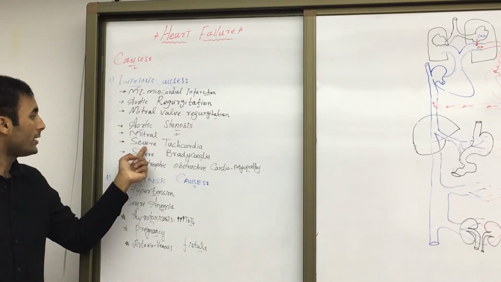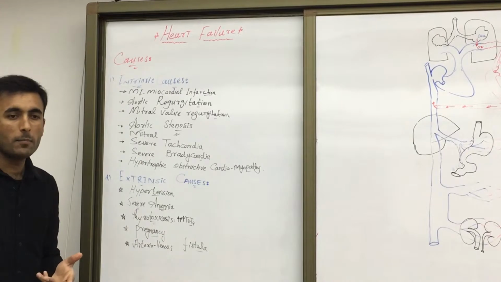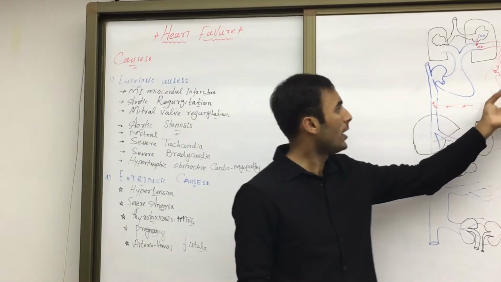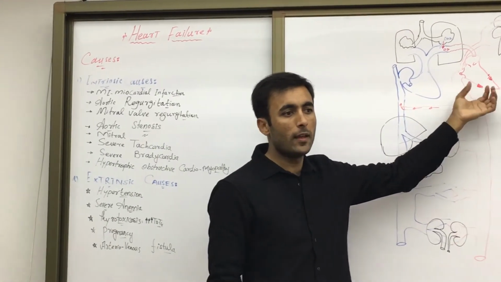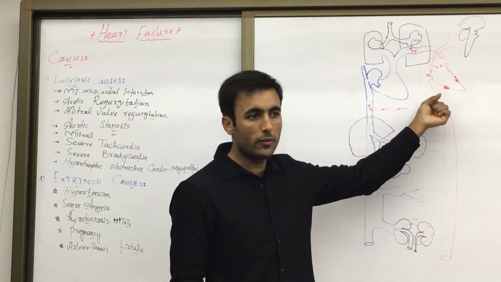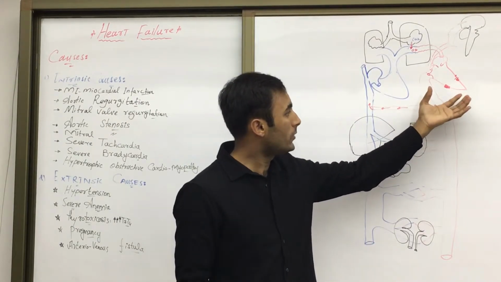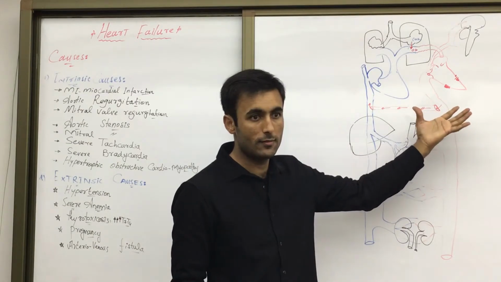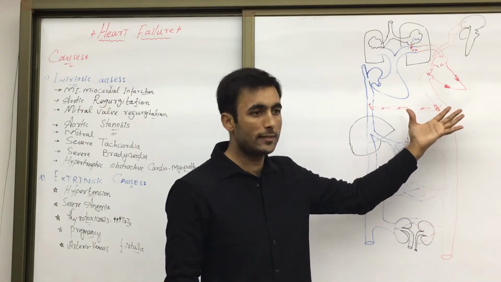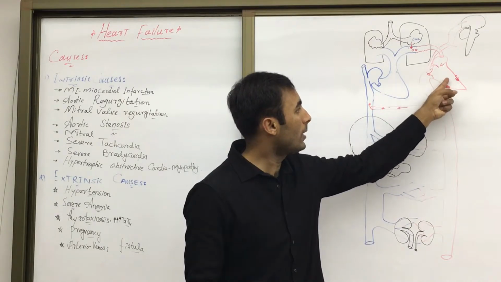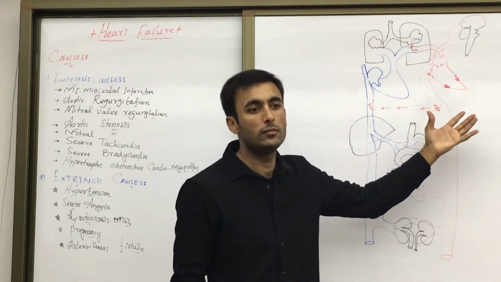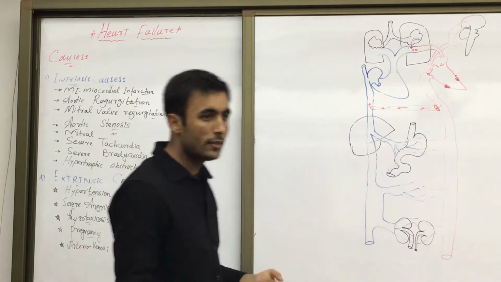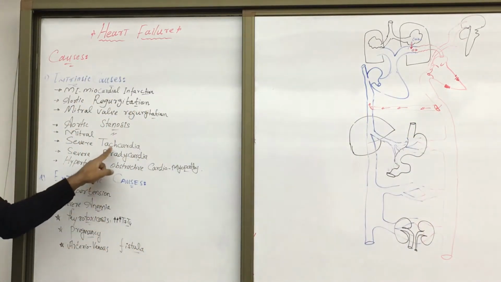Then we studied severe tachycardia. It means that the heart has a very, very high heart rate. When the heart contracts very fast, it does not have time for relaxation. When the heart does not have time for relaxation, the blood from the atrium cannot come to the heart and cannot fill it. So the heart is unable to push enough blood to the tissues. That condition can also be called heart failure, tachycardia.